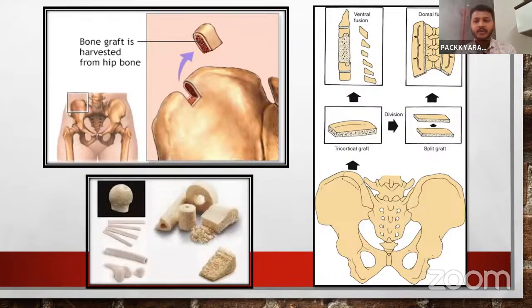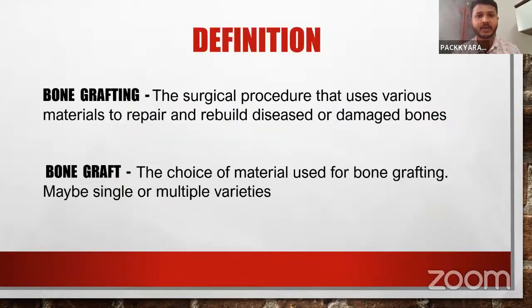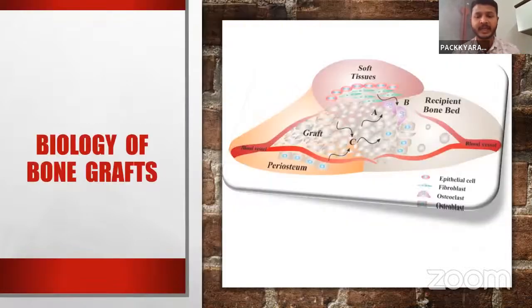So we know that bone graft is harvested from various sites, and there are various types and in various forms. What bone graft is, it is a surgical procedure that uses various materials to repair and rebuild the diseased or damaged bones. And the material that we harvest is what we call bone grafts, maybe single or many types.